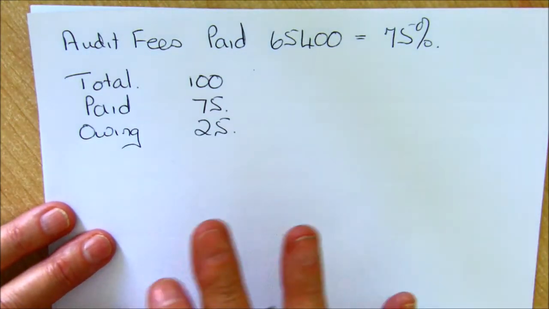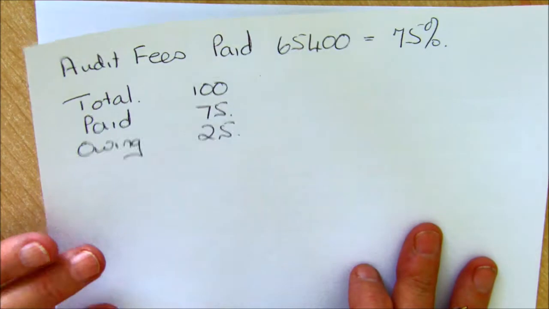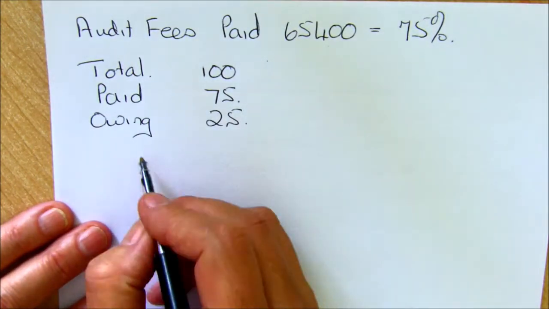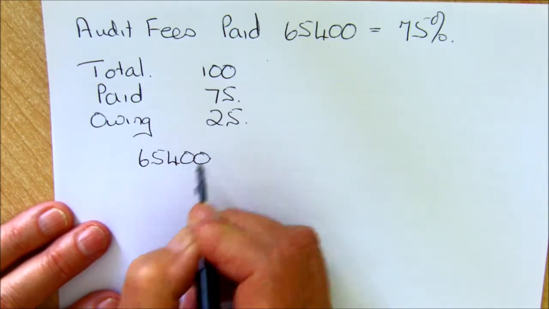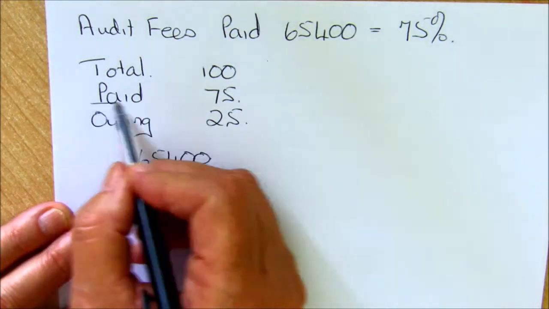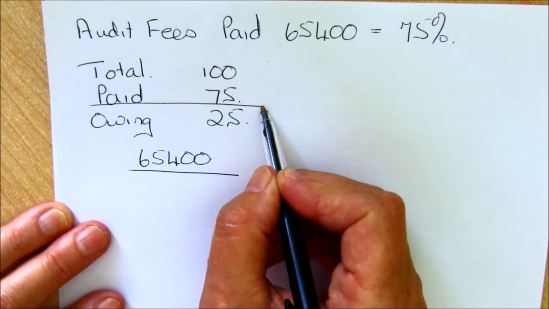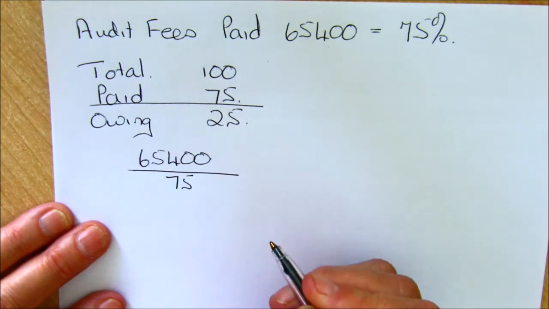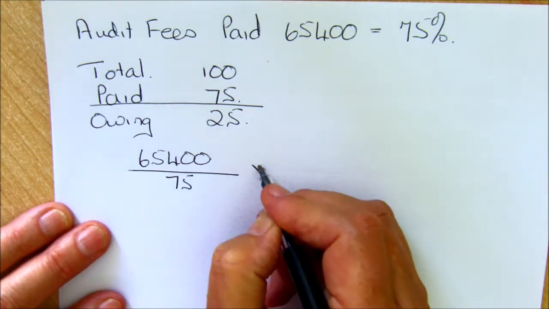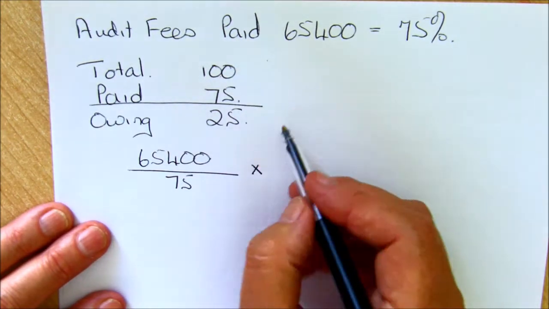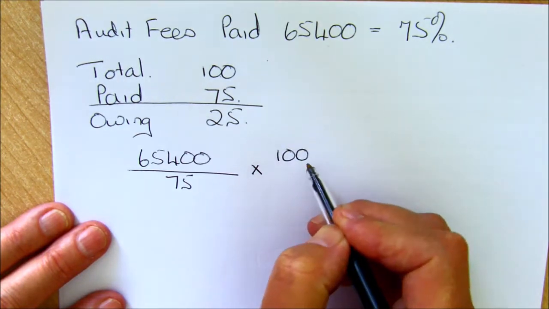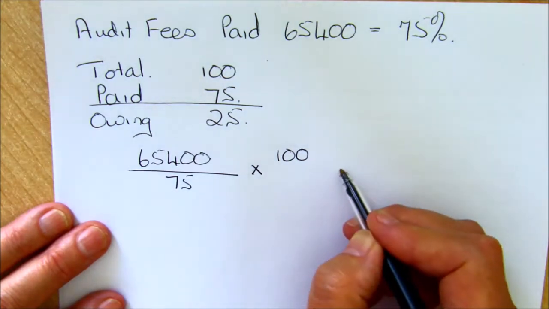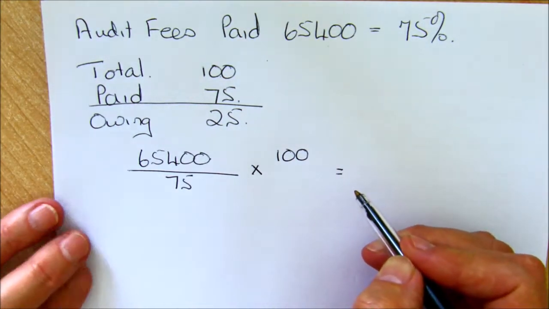Now, because every figure has a percentage on, they cancel each other out, so I'm ignoring it. We've been given a figure of 65,400. That is equal to the paid amount, which is equal to 75%. So we're going to divide by 75, and times by 100 to get the full audit fees, or you could times by 25 and find out what the audit fees are that are owing.